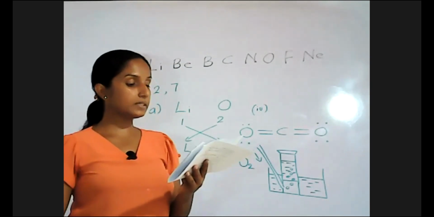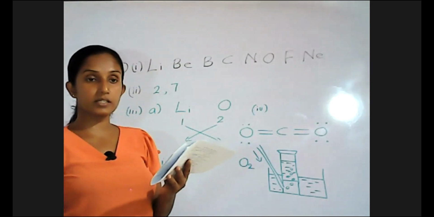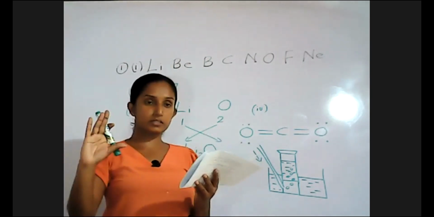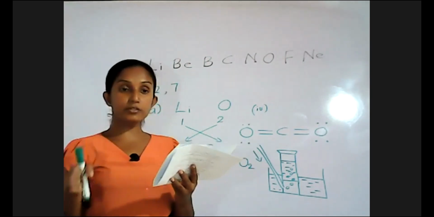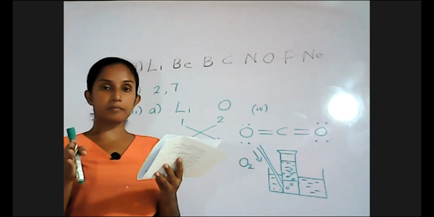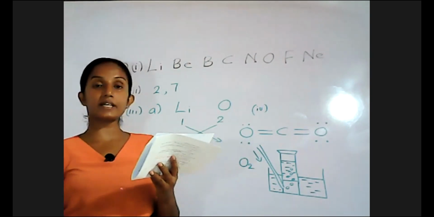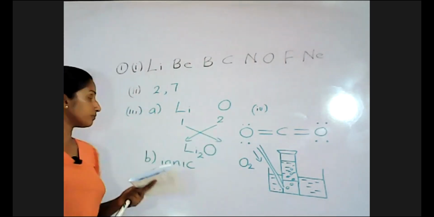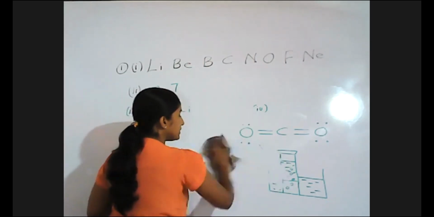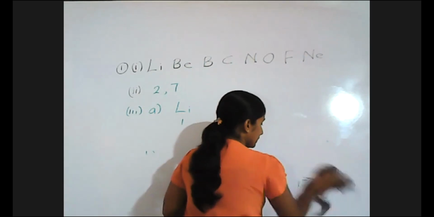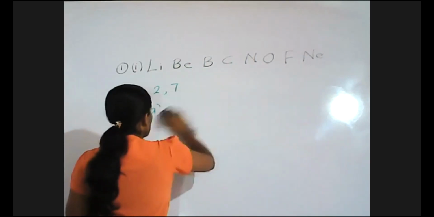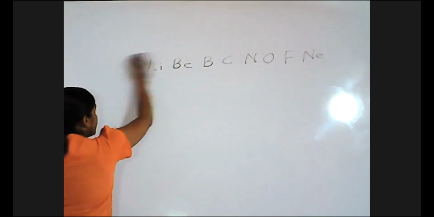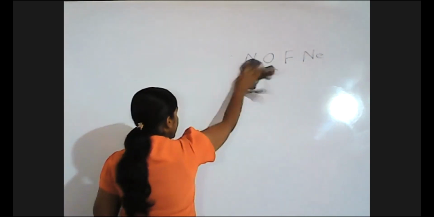Look at A: has the maximum first ionization energy in all the periods. In which group? The 8 group, or we can say the 0 group elements, has the maximum first ionization energy. Then what is the answer? Neon. You have an idea about how the first ionization energy changes along a period. Normally we say along a period, the first ionization energy gradually increases.